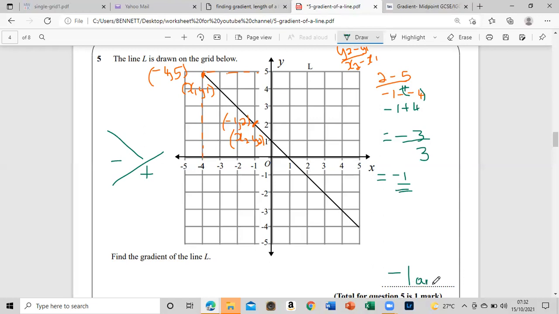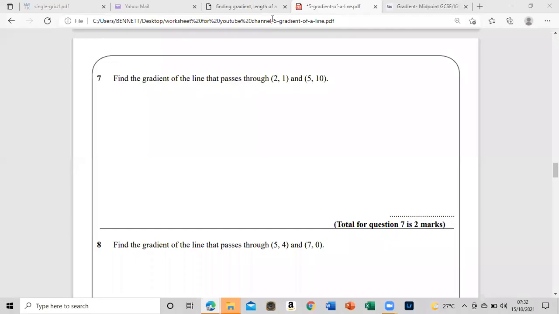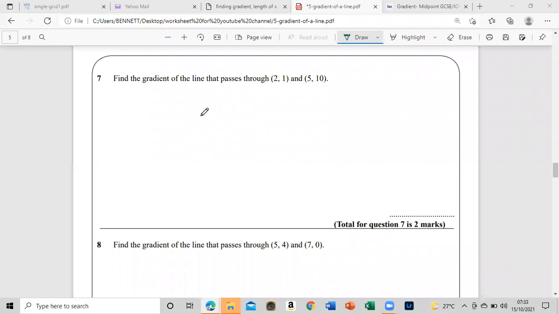All right, we're going to fast forward now to other questions. This is number 5, so I'm going to fast forward to some other questions that have a different kind of scenario. All right, guys, so let us look at number 7.